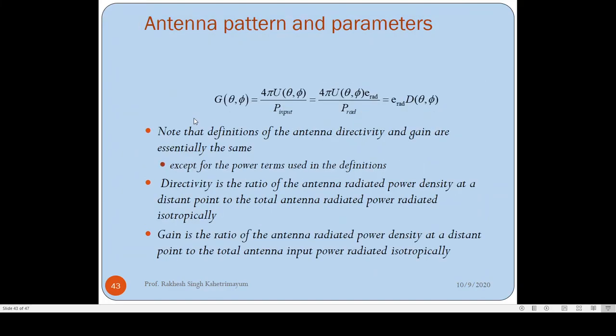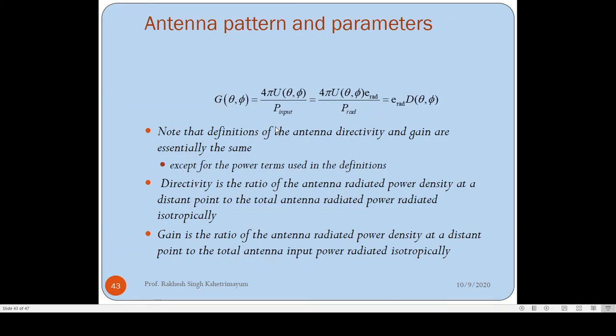When we define the gain of the antenna, we define gain as 4 pi U(theta, phi) divided by power input. What was the definition of the directivity of the antenna? It was D(theta, phi) is equal to 4 pi U(theta, phi) divided by power radiated. So the only difference you have here is in the denominator. In the case of directivity, this is power radiated, but here we have power input.